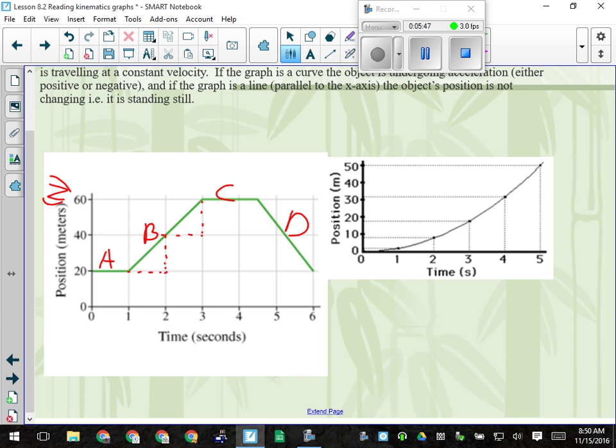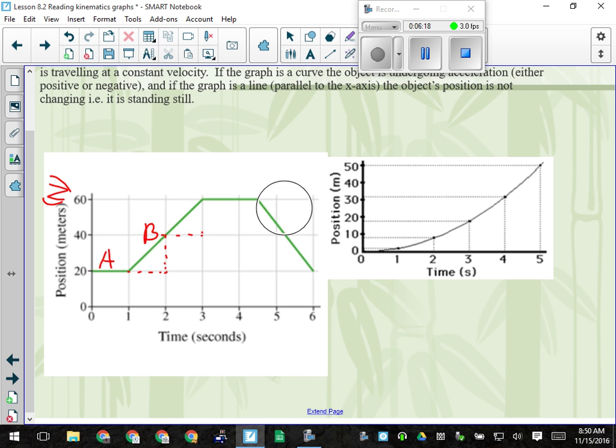For part C, what's going on in part C? It's not moving, right? Okay, and for D, what's it doing? It's coming back, right? It's turned around and now it's moving backwards. Or it's moving at a constant velocity back towards its starting position, or in a negative direction, you could say. And how do I know it's coming back? Because it's coming down, and it actually ends up back at 20 meters.